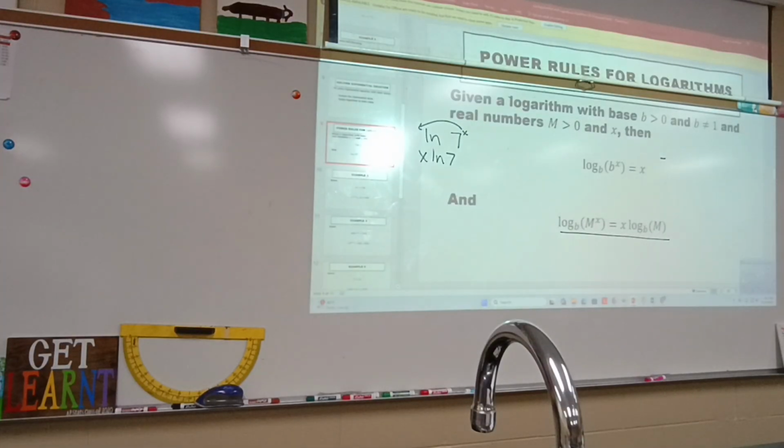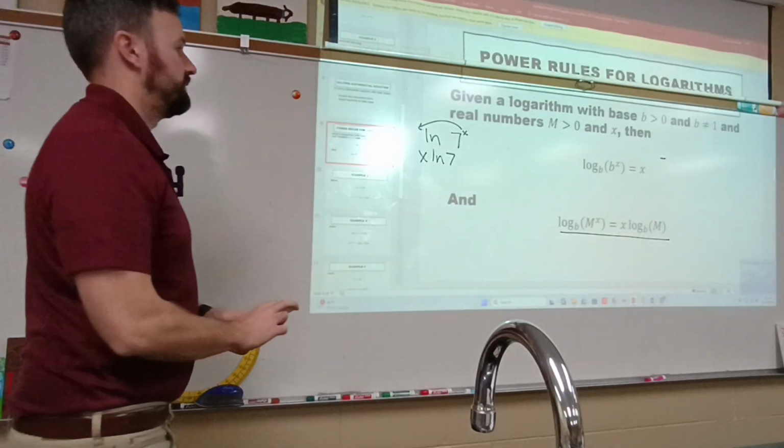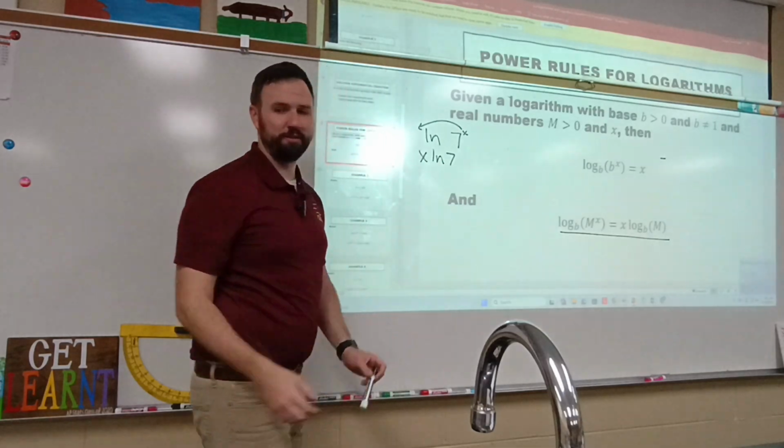Okay, we need to get rid of exponents. How do we get rid of exponents? Logging. Logging is always the answer.